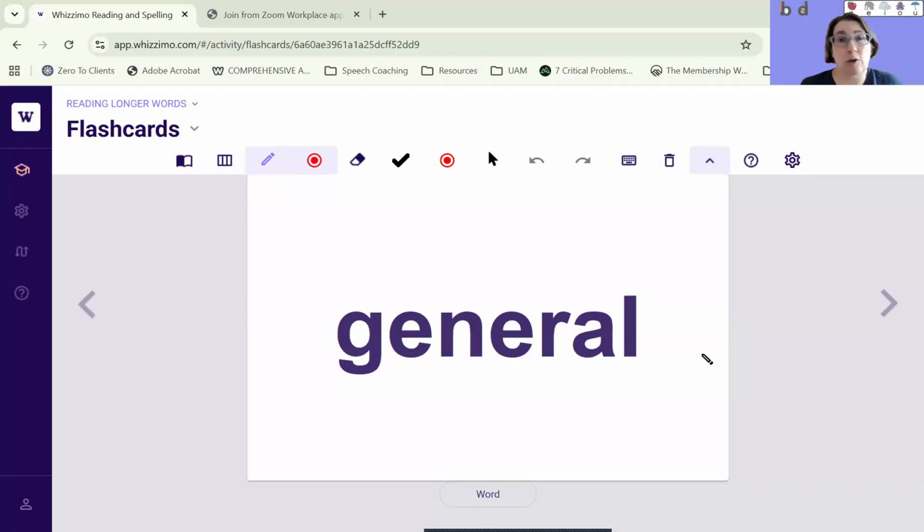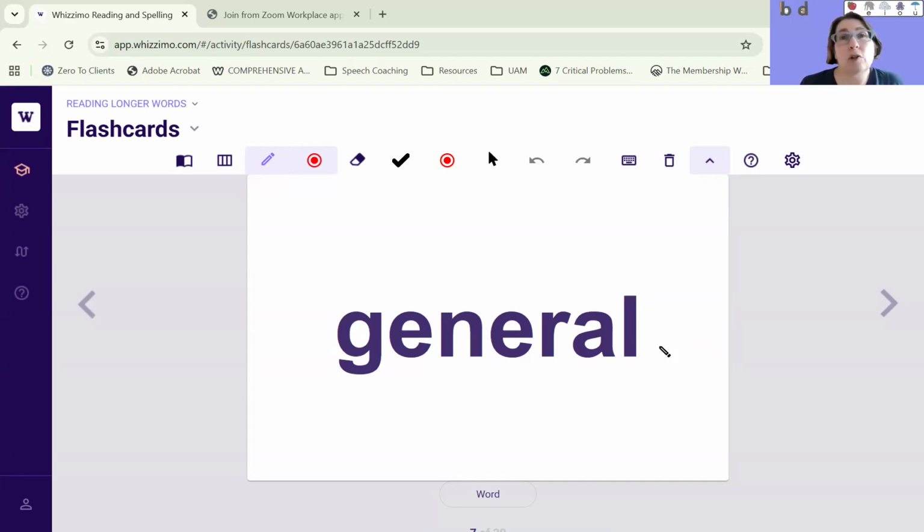But here is a word. Let me go ahead and get it up on the screen here. So here's a word that a struggling reader might struggle with. You can probably figure this word out, no problem. You've probably seen it lots of times. You know exactly how to read it. But a struggling reader might be encountering this word for the very first time. And they can see that it's a longer word and they won't know what to do with it.